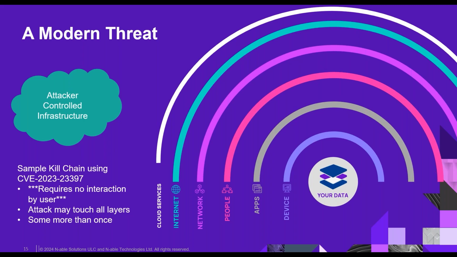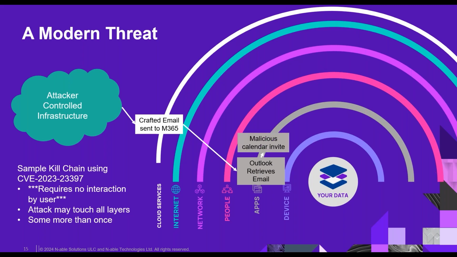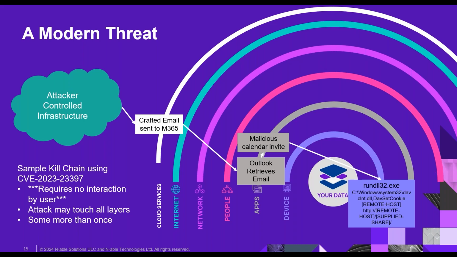This is an example kill chain for using a vulnerability that was patched in Outlook a few months ago. This starts out with an attacker having some type of server out on the internet somewhere. Doesn't matter what it was. They've just got one out there. They can send an email, specially crafted, that has the payload in it. The Outlook client on an endpoint retrieves it. That actually loads a malicious calendar invite, which will run an executable to go pull a wave file or a notification noise from that attacker-controlled server.